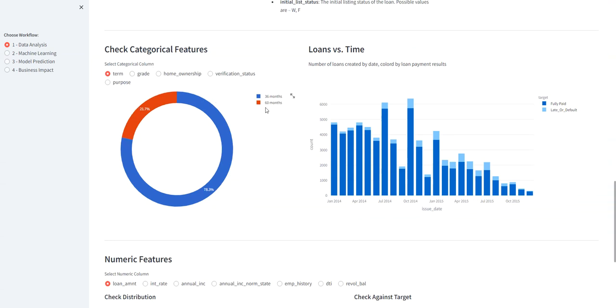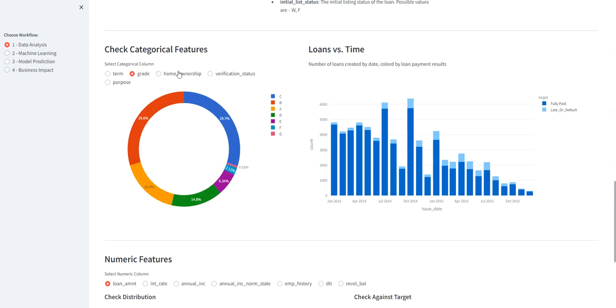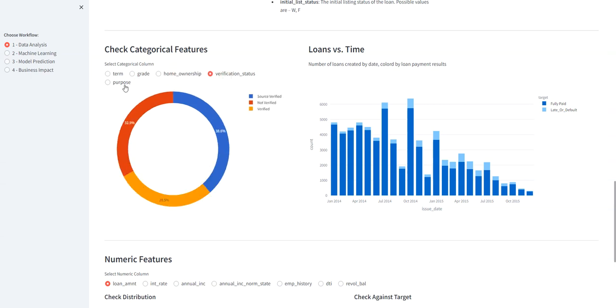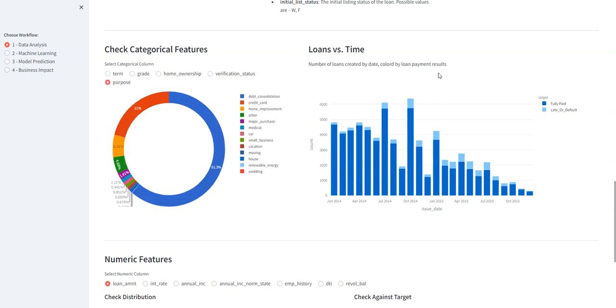So say most of these are 36 months, 3 years, versus 20% are 5 years. You have a different grade, and you have a different home ownership, verification status, and purpose. And you also have the loan versus time, right? You can say fully paid loan is in dark blue, and default loan is in light blue. You can see how these loans are distributed through months.